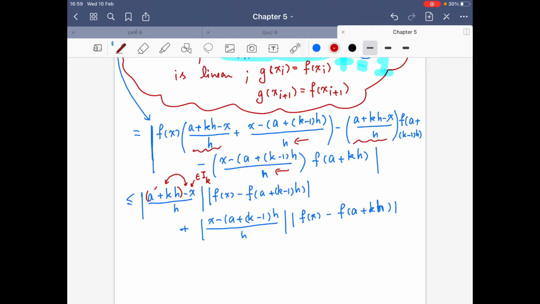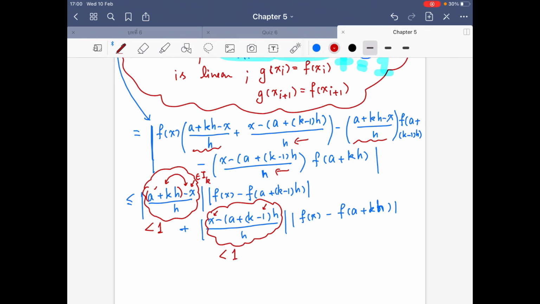So the difference among them will be less than h. So it means that this whole value will be less than 1, right? This one as well, your x is in each interval, this one is the left end of that interval, so this one will be less than 1.